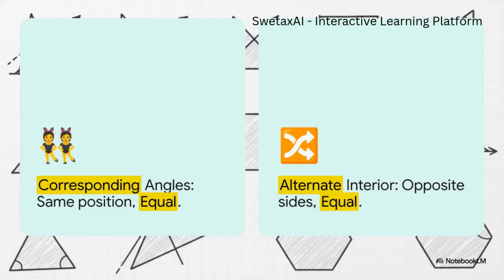Now, check out the difference between corresponding angles and alternate interior angles. Corresponding angles sit in the exact same relative spot at each intersection. So, if the top right angle up top is 58 degrees, the top right angle down below is also 58 degrees. Alternate interior angles, on the other hand, play a little game of ping pong inside the parallel lines. They're on opposite sides of the transversal, but they're still perfectly equal.